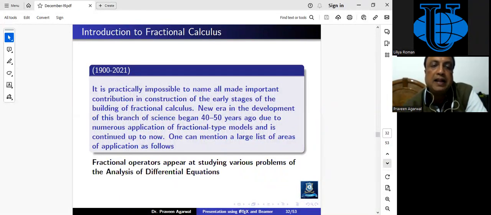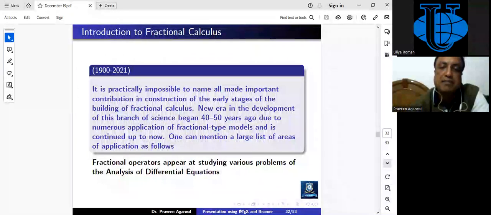Then between the last century, it is practically impossible to name all who made important contributions in the construction of the early stage of the building of fractional calculus. A new era in the development of this branch began 40 to 50 years ago due to numerous applications of fractional type models, and it is continued up to now. One can mention a large list of areas of application as follows.